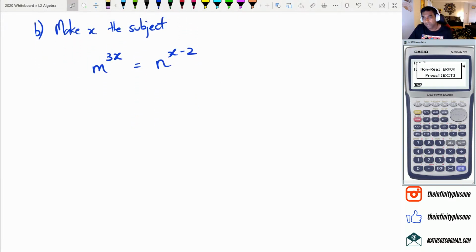Now, a really good idea to keep in mind is that they tend to do a little bit of themes in the papers. If you're starting off with logs, they generally have log questions following up each other, so it works out really nicely. Anyway, this is the question that I've got for you guys, and I want you to make x the subject. And I'm going to tell you this right now: you're going to have to use logs for this.